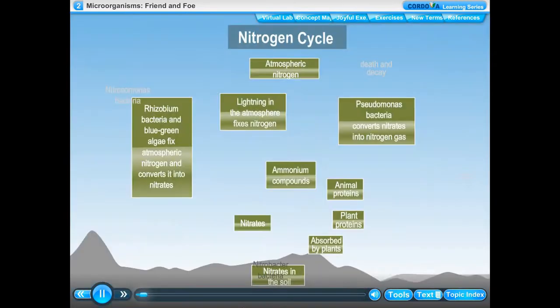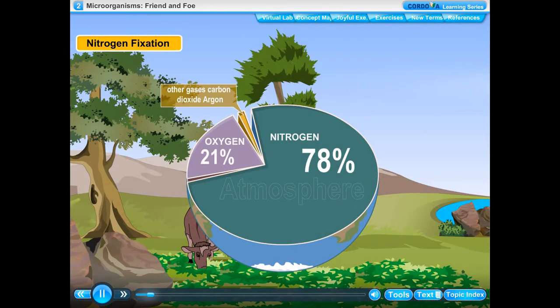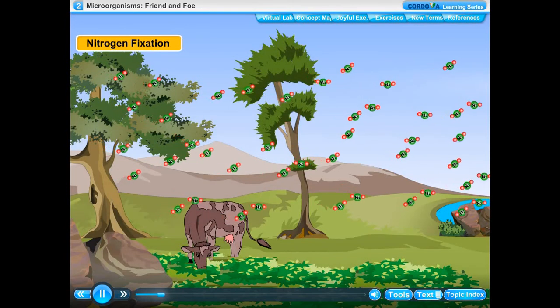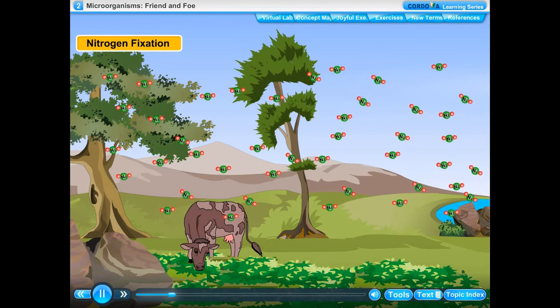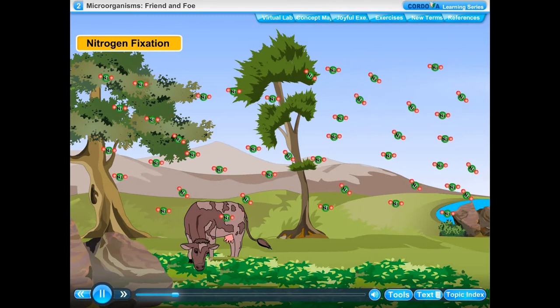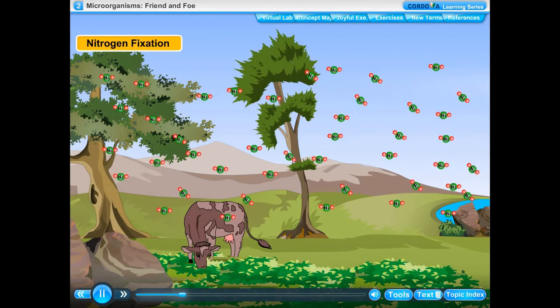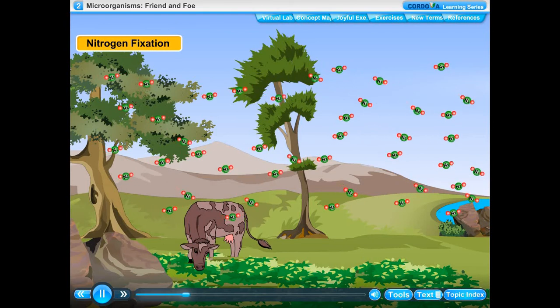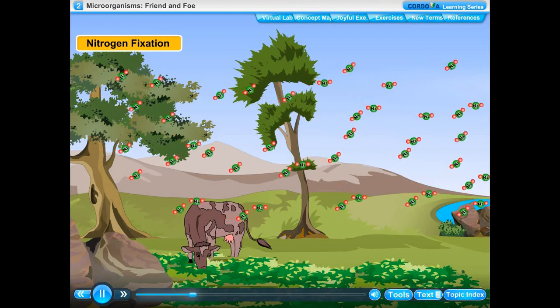Nitrogen cycle. Our atmosphere has 78% nitrogen gas. Nitrogen is one of the essential constituents of all living organisms. The atmospheric nitrogen cannot be taken directly by plants and animals. It has to be first converted into nitrates, which is the principal source of nitrogen for green plants. The conversion of nitrogen into nitrates is known as nitrogen fixation.